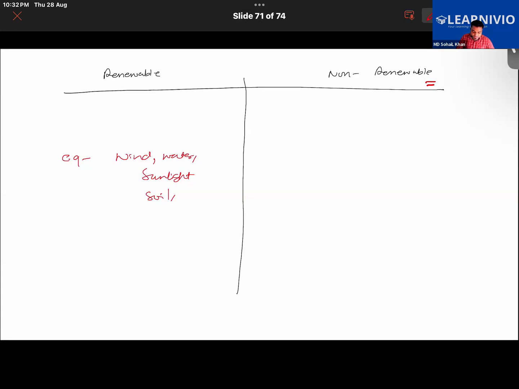And the examples are coal, petroleum, natural gas. Okay. So we are not done.